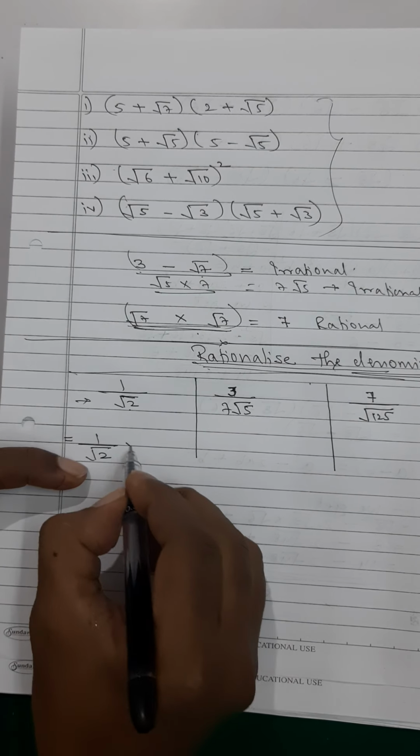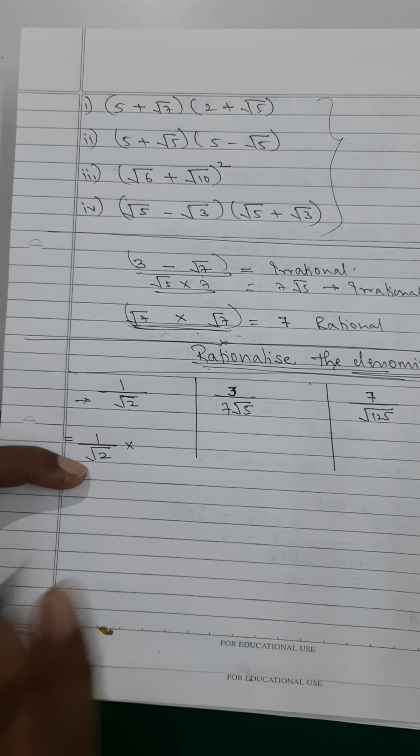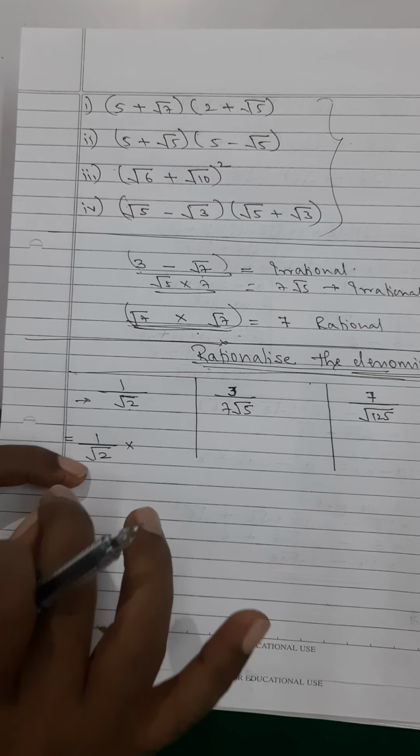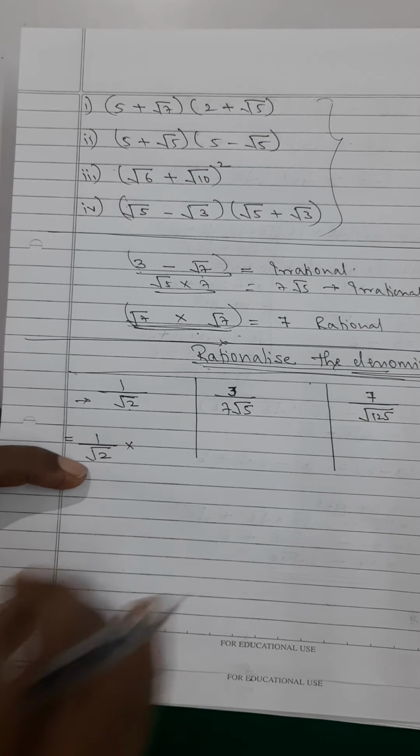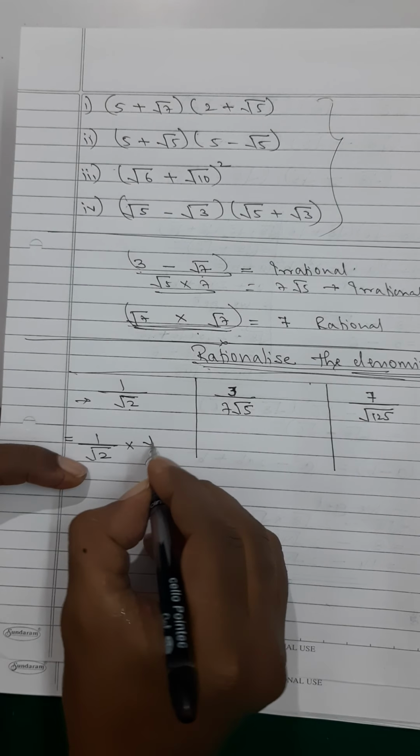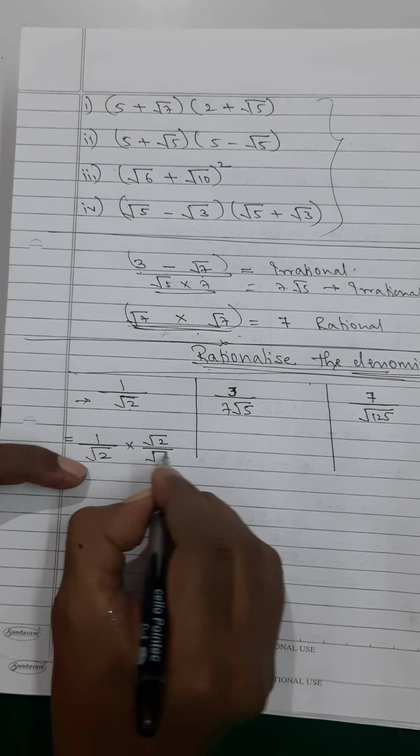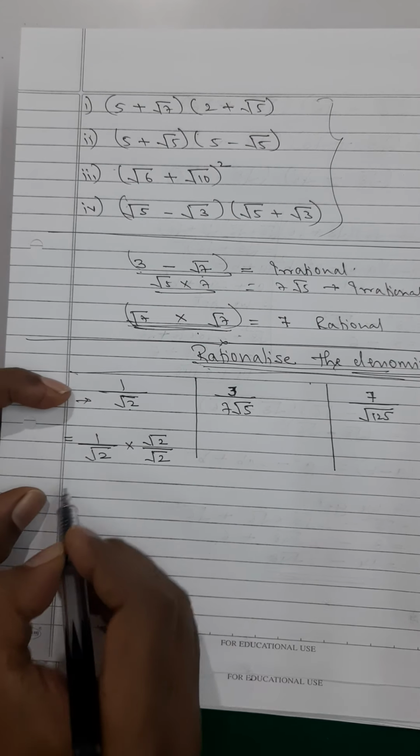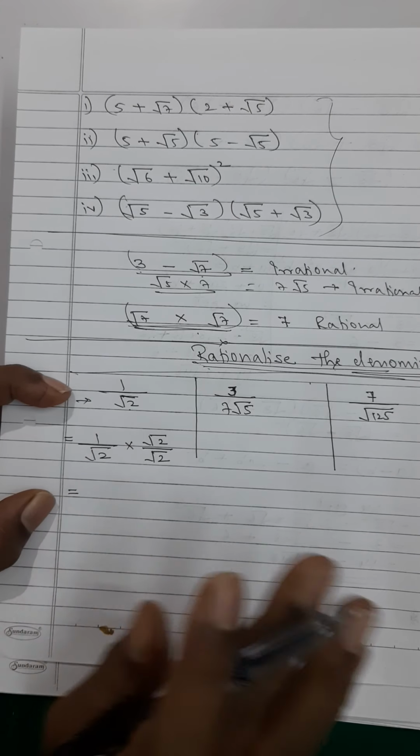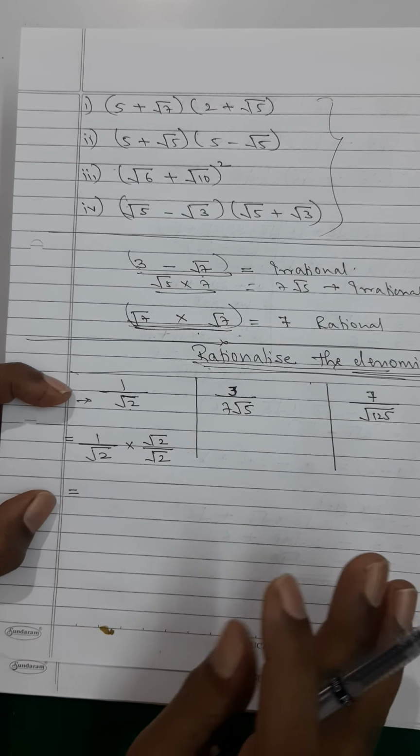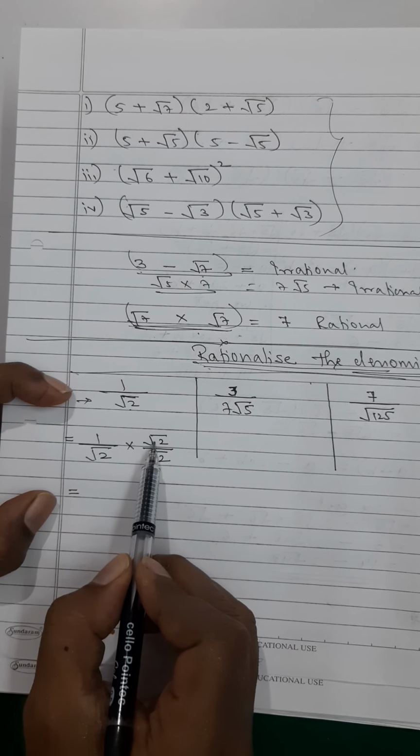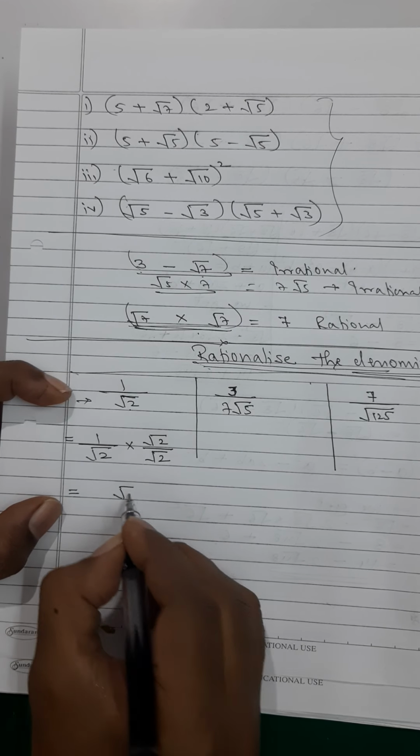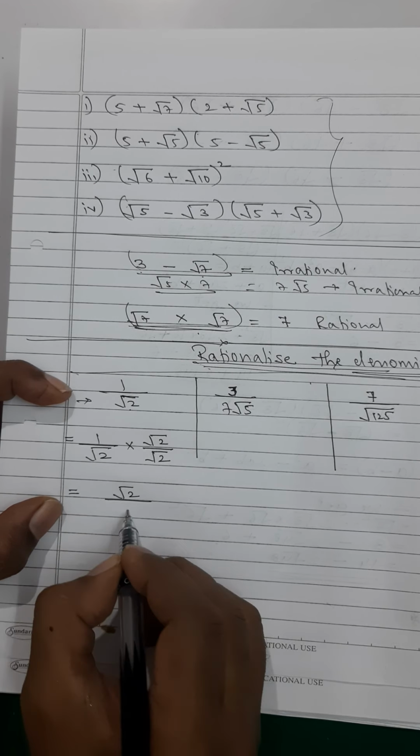What you have to do in the next step is multiply and divide by that irrational part. So this becomes root 2 upon root 2. Fine. So now what happens is that 1 into root 2, as I have told you, when you multiply the fractions, multiply numerator to numerator, denominator to denominator, so you will get 1 into root 2 is root 2. Root 2 into root 2 will become 2.